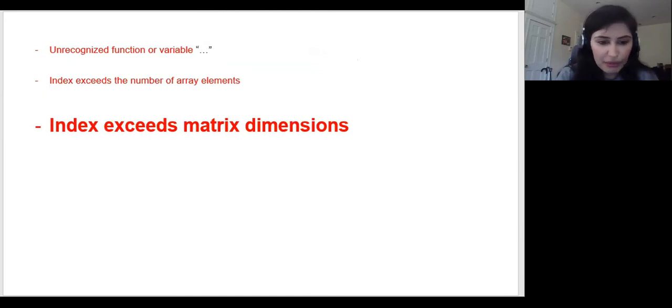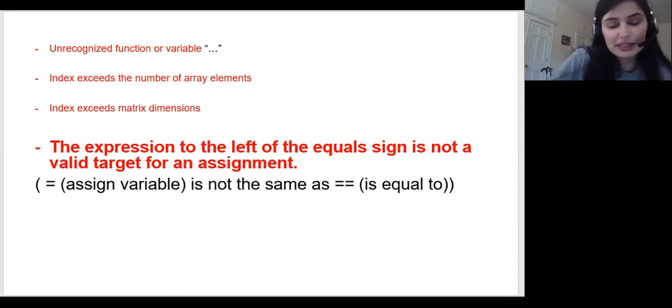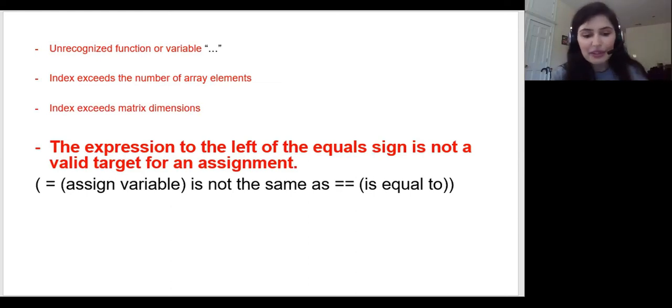And then we have the same thing, but with a matrix. So to fix it, you should just check the size of the matrix. Then we have the error: the expression to the left of the equal sign is not a valid target for an assignment. What does it mean? This error message arises because of the misuse of the equal and the double equal operators.